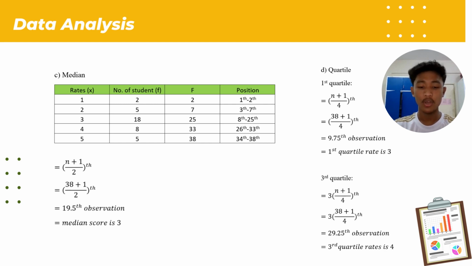Based on the position table, we know that 19.5 is positioned at rate 3, so the median score is 3. For the last one, quartile, we use the formula n plus 1 divided by 4 for the first quartile, while 3 times n plus 1 divided by 4 for the third quartile. The answer that we get is 3 for the first quartile and 4 for the third quartile.